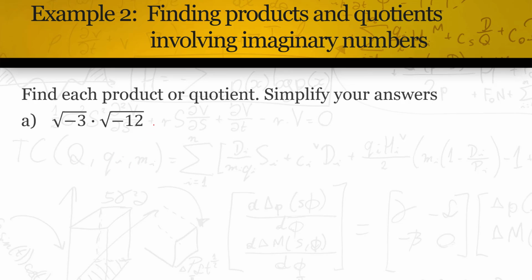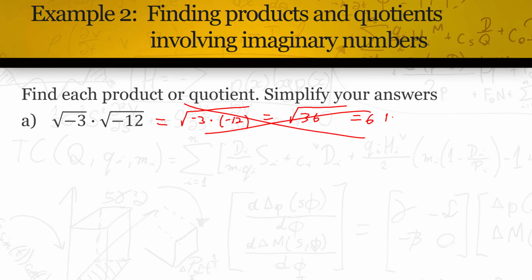For example, this is one thing you cannot do. You cannot take the square root of negative 3 times the square root of negative 12 and rewrite this as the square root of negative 3 times negative 12. That would give you the square root of positive 36, which would be equal to 6. This is wrong. Don't do it.